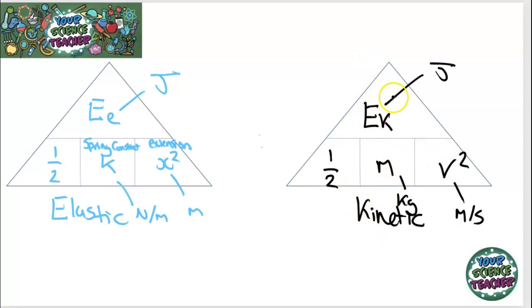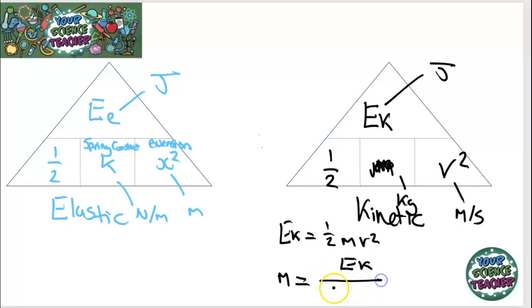So for example, kinetic energy, that's the easiest one to do. Kinetic energy is just simply half mv squared. To calculate the mass, it's a little bit more tricky, so let's cover up mass first. Mass equals, you've got EK on top divided by half times V squared.